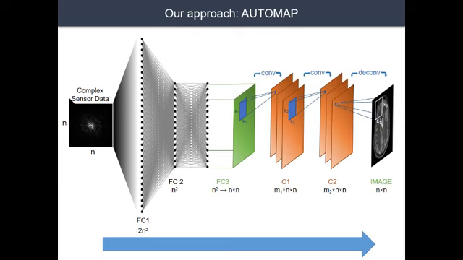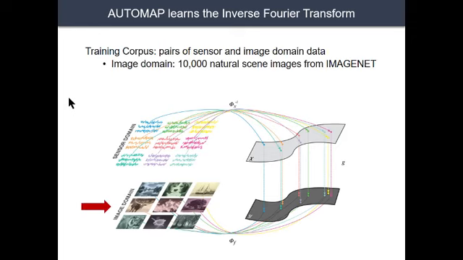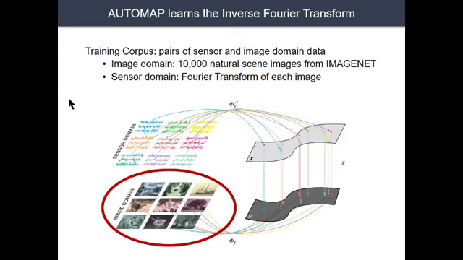So given this network, the very first thing we tried was to see if AutoMap could learn the most basic reconstruction scheme, the inverse Fourier transform. The network was trained on pairs of sensor and image domain data. The image domain were natural scenes from ImageNet, which are pictures of animals and trees and houses as seen here. And the sensor domain is a Fourier transform of each image. And we intentionally chose a very broad class of images to train on to avoid any overfitting concerns.